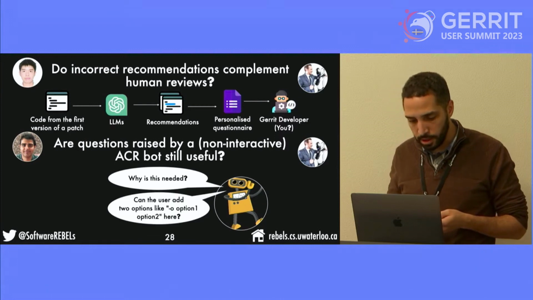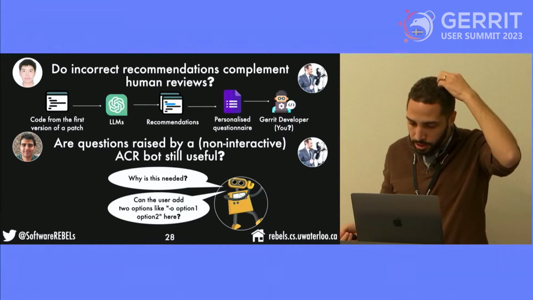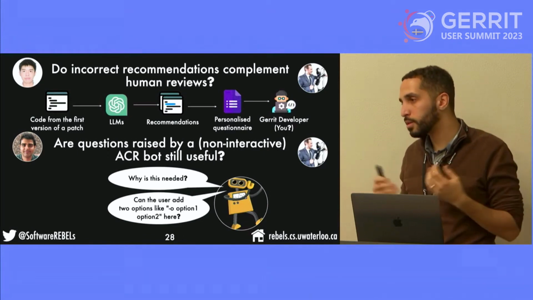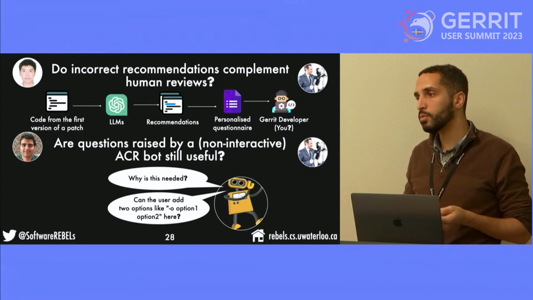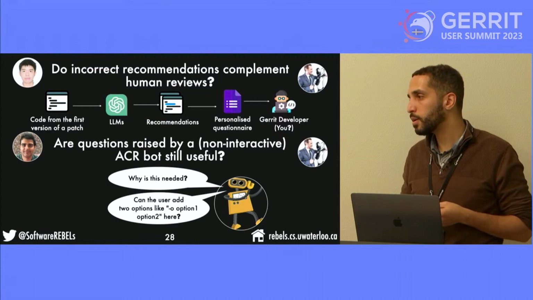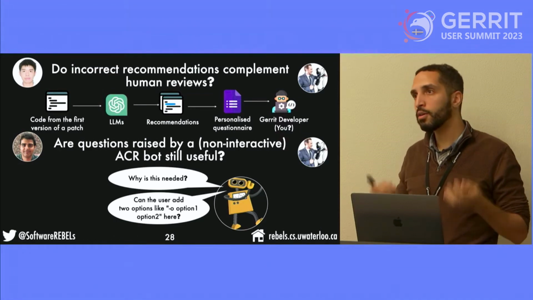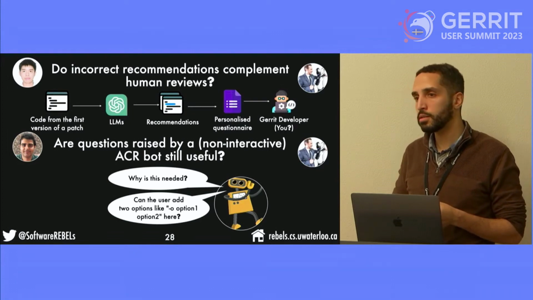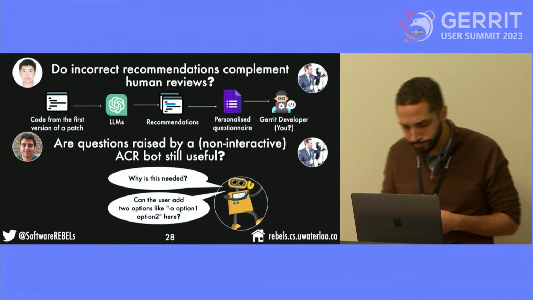So they can even ask super complicated questions like, can the user add these two options here? These kinds of code review questions were intended to spur on a discussion that the bots are not going to participate in. So what Farshad is trying to do is figure out how often these questions are still useful, considering the bots won't engage with you.